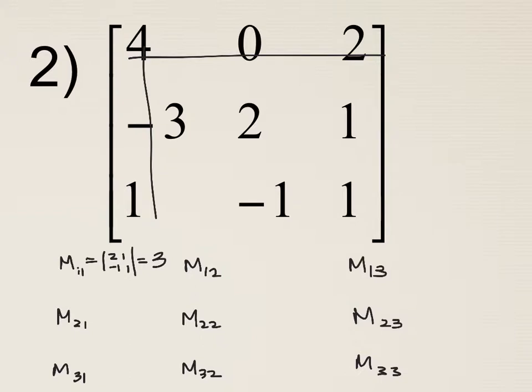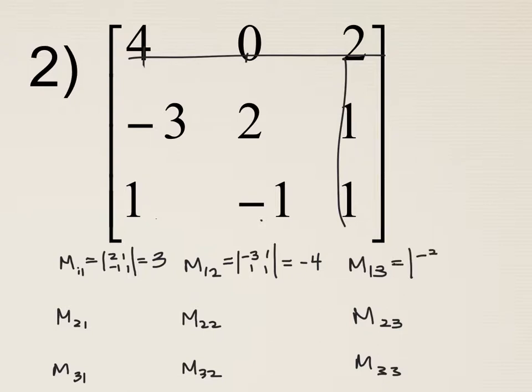Then I do row 1, column 2, and I'm finding the determinant of negative 3, 1, 1, 1. So this is negative 3 minus 1, which is negative 4. Then I go row 1, column 3, and I'm finding the determinant of negative 3, 2, 1, negative 1. That's 3 minus 2, which is 1. With me so far?